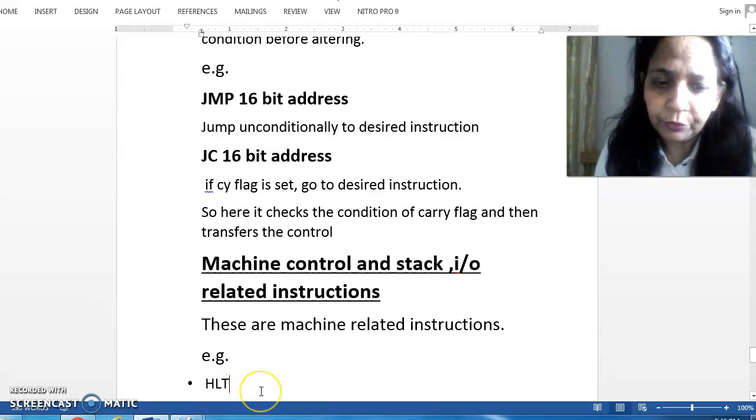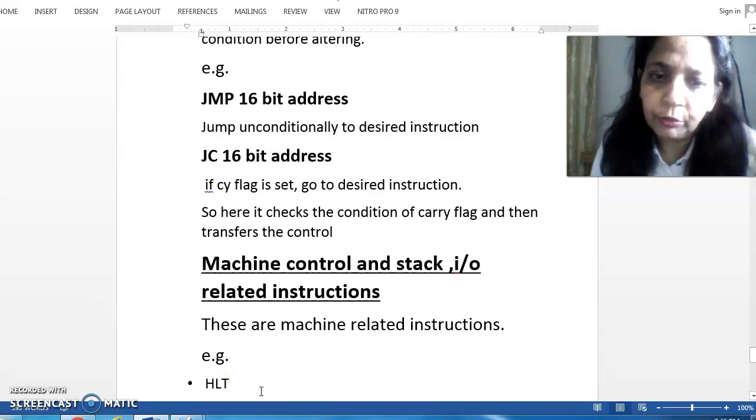Okay, that is for this session. In the next session we will see the data transfer group of instructions.